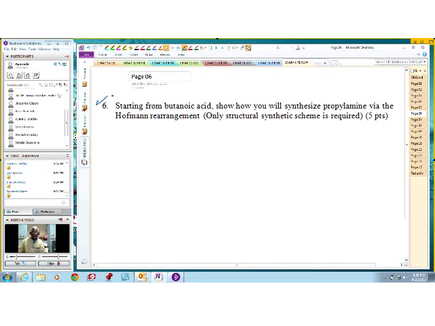Okay, so what do they want you to do here? They want you to go from butanoic acid and they want you to make propylamine. Okay, we wanted to make propylamine. Let us do some analysis here. Going from butanoic acid to propylamine.